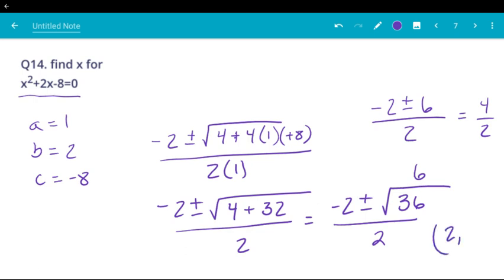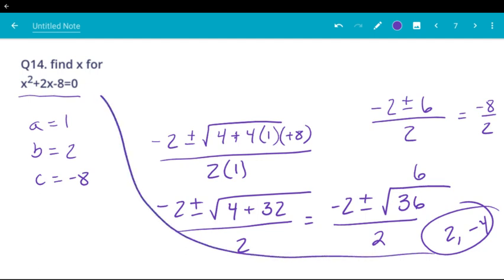To get the other answer, we do the subtraction. Negative 2 minus 6 is negative 8, divided by 2 is negative 4. Now this is not a coordinate. I shouldn't put it as a coordinate. These are two x values, positive 2 and negative 4. And again, if we wanted to, we could plug those values back into the original problem and make sure it equals 0, and you'll see that they do.